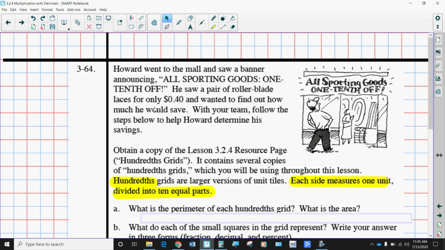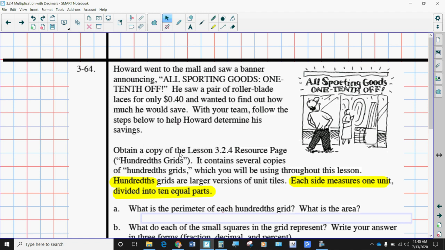Okay, so let's take a look at a real world situation. Howard went to the mall and saw a banner announcing all sporting goods 1/10 off. He saw a pair of rollerblade laces for only 40 cents, and he wanted to find out how much money he would save. With your team or on your own watching this video, do it with me. Follow the steps below to help Howard determine his savings.